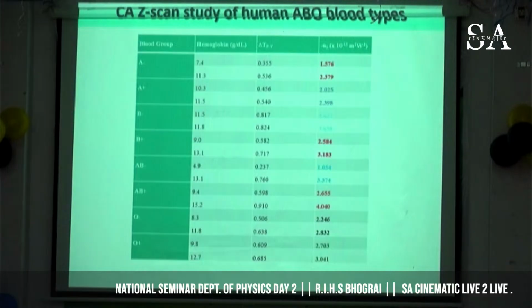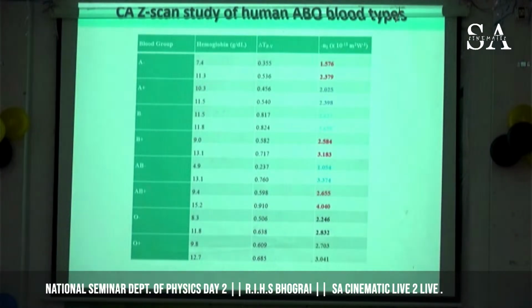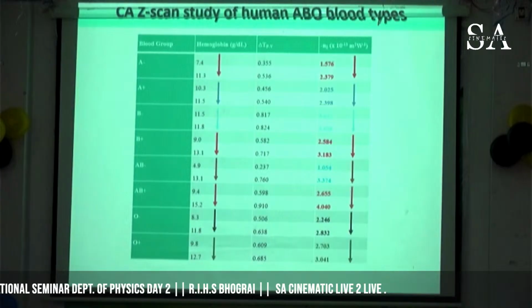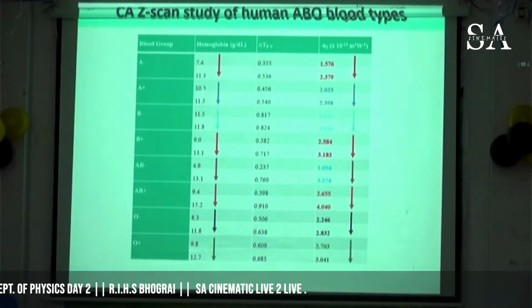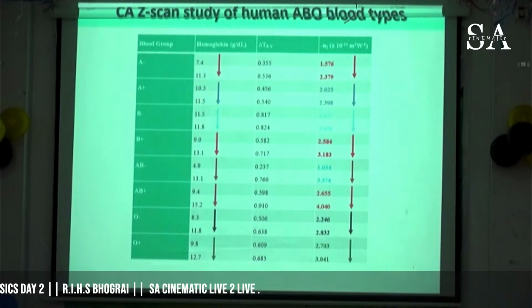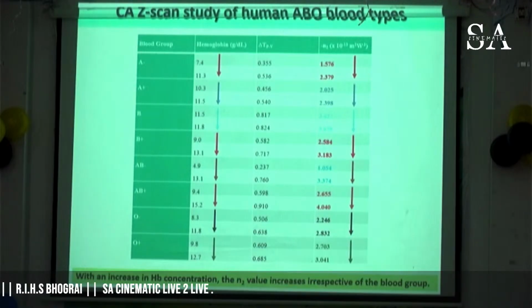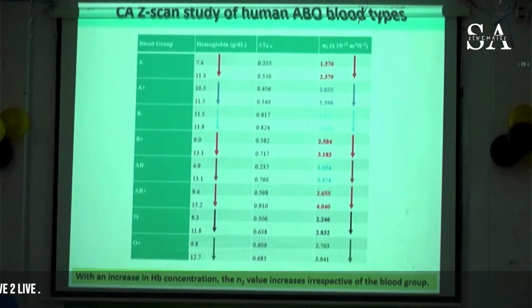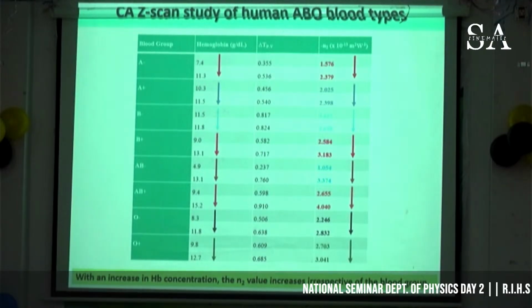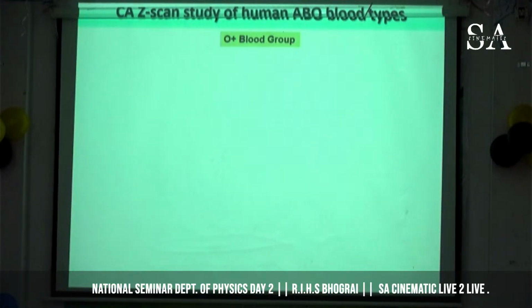And what we saw in each blood group's table is an increasing trend with respect to the increase in hemoglobin level. So what we conclude again is that with an increase in HB concentration, the N2 value increases irrespective of the blood group. That means it is exactly following the way it followed in the liquid sample, just like when we did pure hemoglobin.